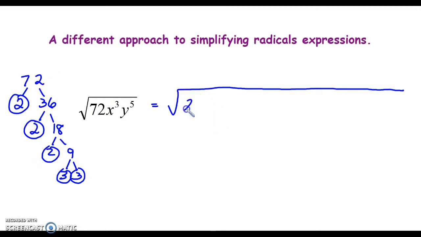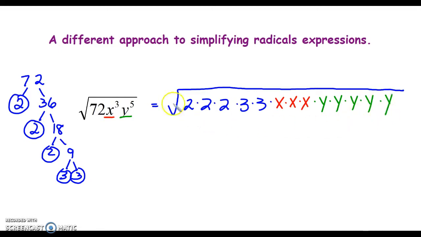All right, so we've got 2 times 2 times 2 times 3 times 3 times x to the third, which is x times x times x. And then we've got y to the fifth, times y times y times y times y. We're taking the square root. Our index is 2. So we've got to find groups of 2 in order for that single number to come out.